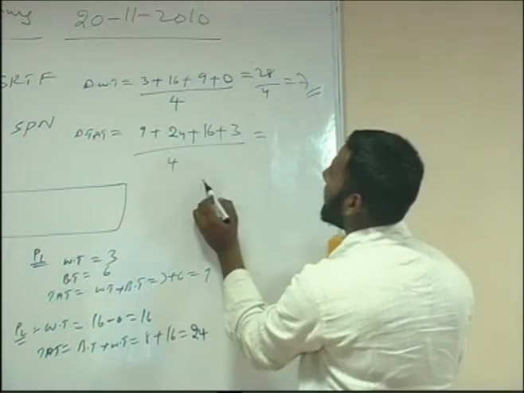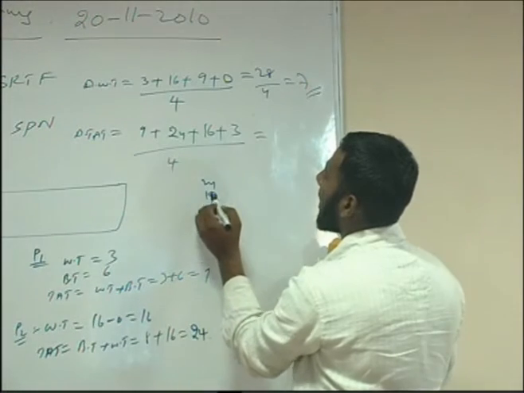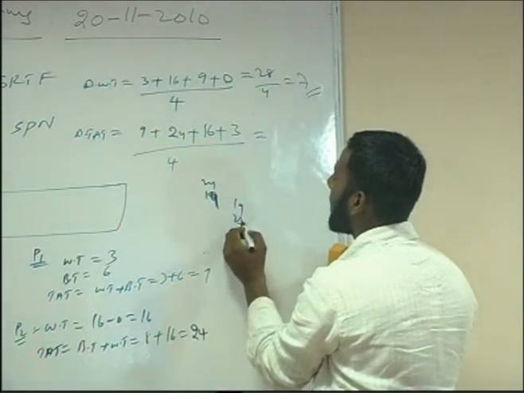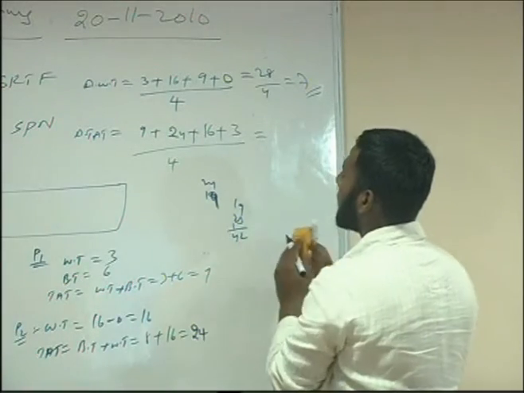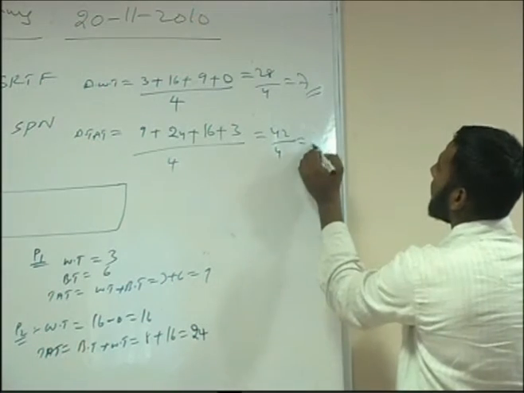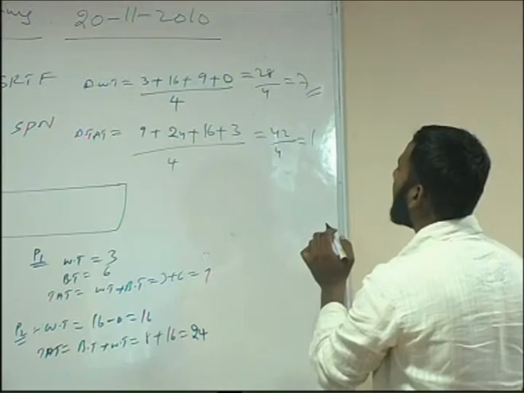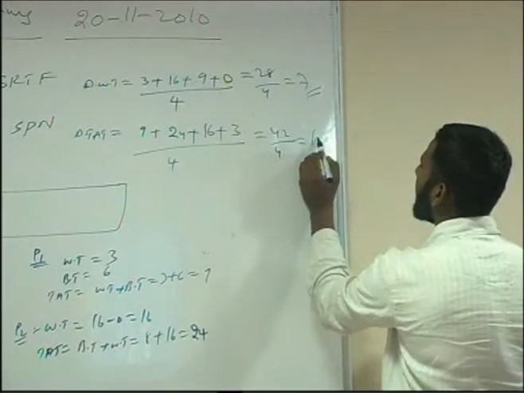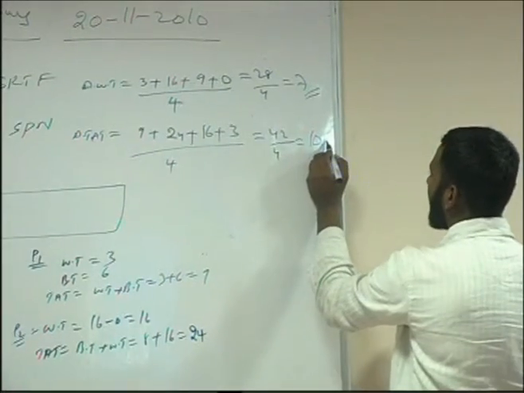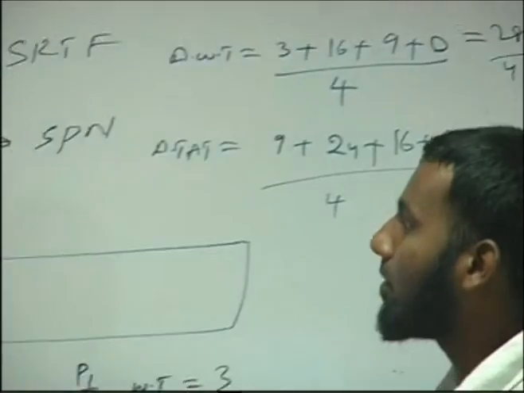It's simple addition. 24, 16 is 19 plus 9. So 19 plus 9 it gives 23. 9, 10, 11, 12, 42. Okay, it's 42 by 4. So 4 ones are 4, 10s are 0 point 4 something, these units of time. These are turnaround time for this SJF.